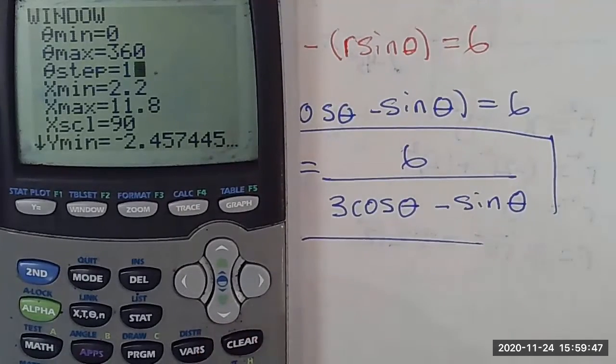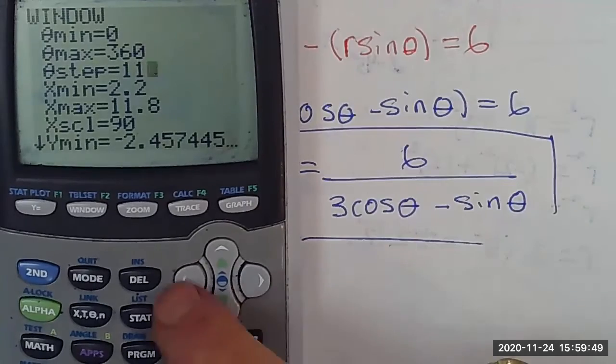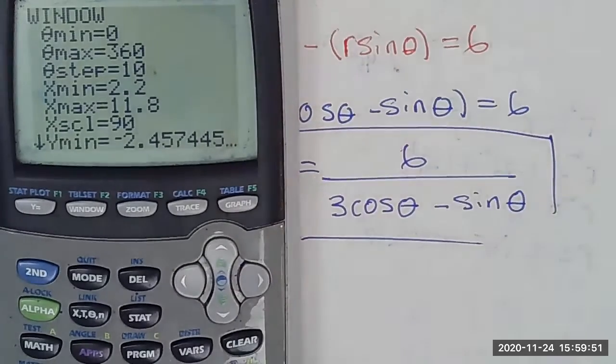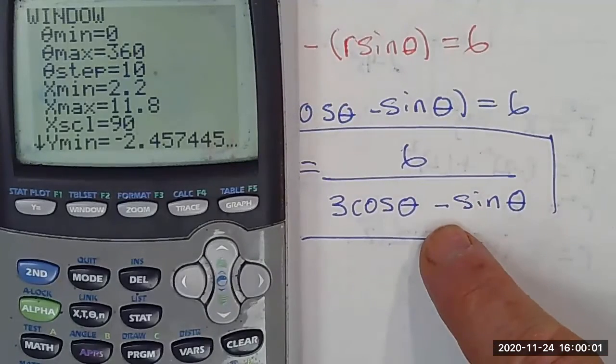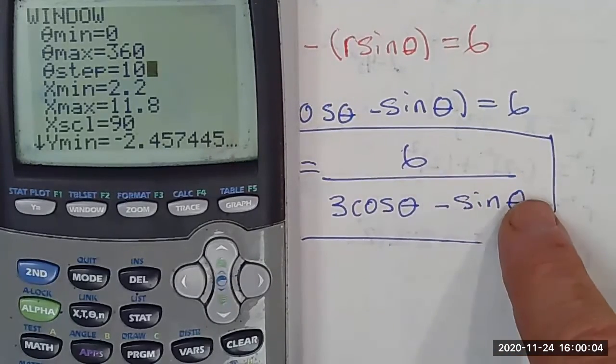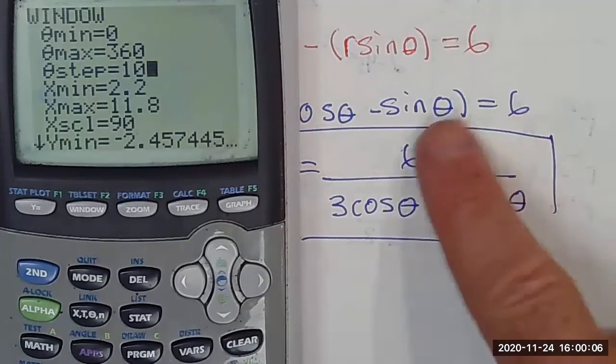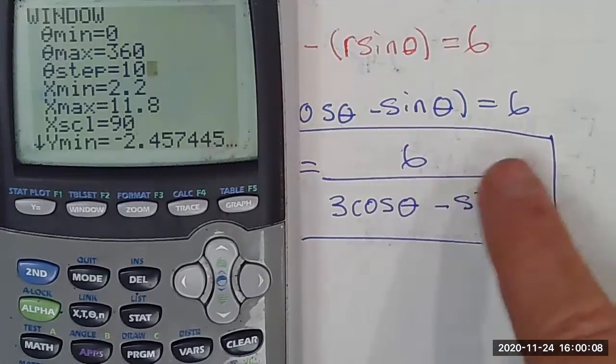If I did increments of 10 right here, what it's going to do, if you did it on paper, is plug a 0 into this formula and figure out what you get. The next one would be 10 degrees, and see what you get. And then 20 degrees, and see what you get. And 30 and 40 and 50.